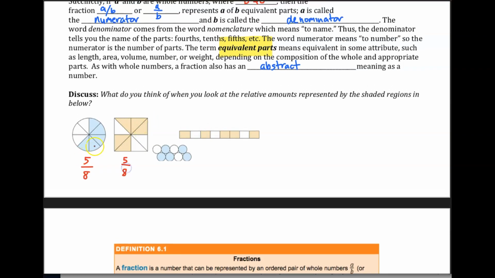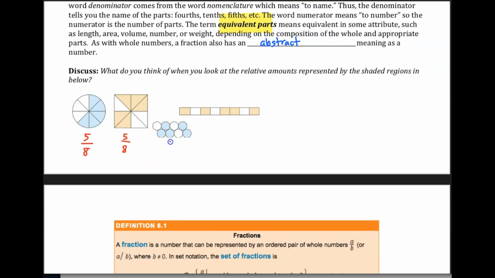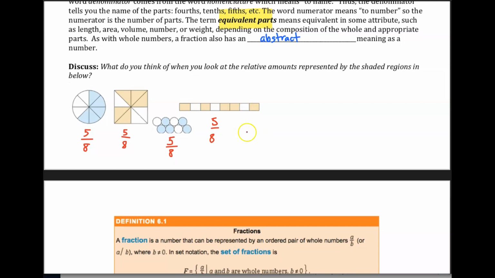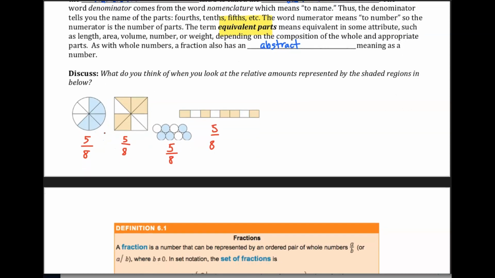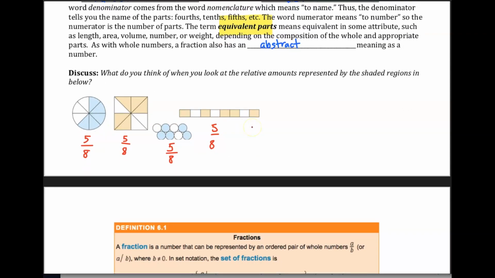So the fraction represents some portion, some piece. Each of these is 5/8, but notice the models are different. That's why it becomes confusing for students in terms of what they're looking at, and why 5/8 could look smaller than some 1/2, depending on how you draw it. But each of these is 5/8.